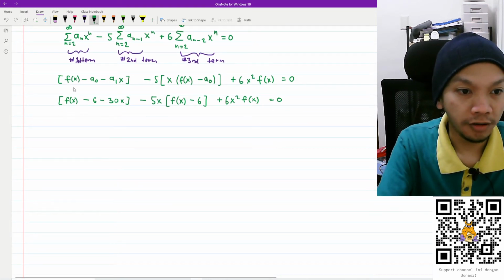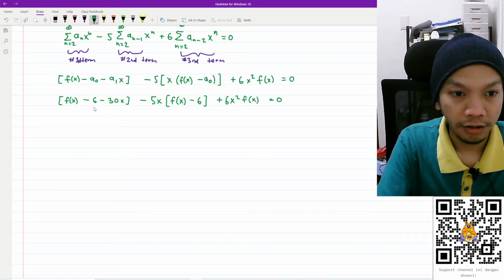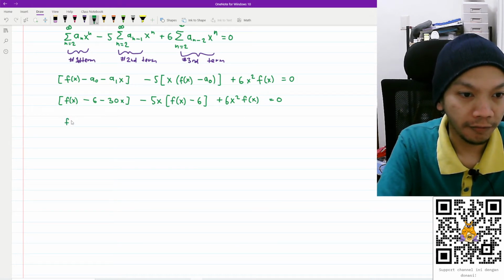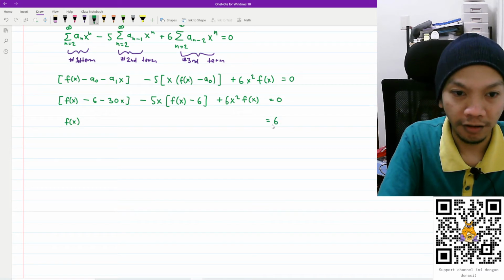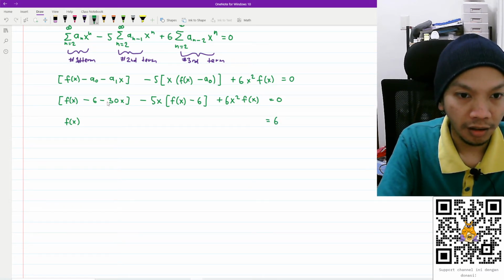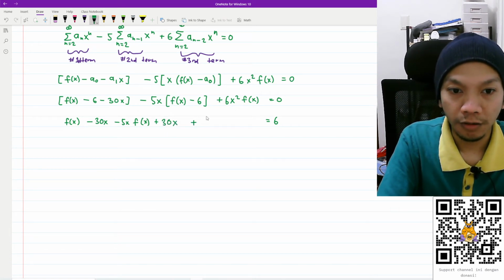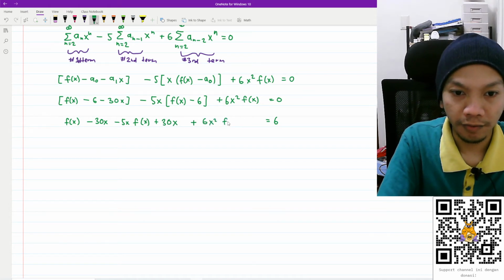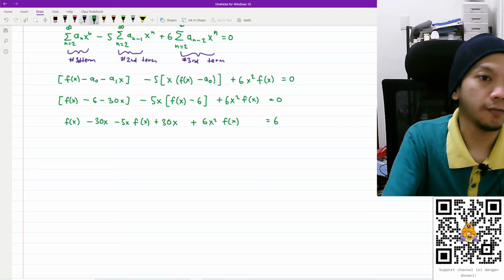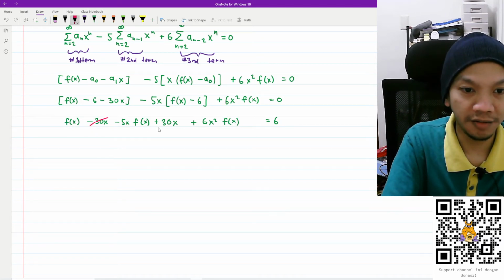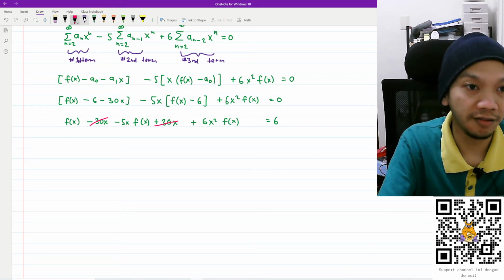Now what can we do from here? Maybe let's do some simple algebra. I want to move that minus 6 to the right hand side, so I'll have 6 there. Then I will have minus 30x, minus 5x f(x), plus 30x, and for the last one, 6 x squared f(x). Let's cancel these because minus 30x and plus 30x cancel each other.